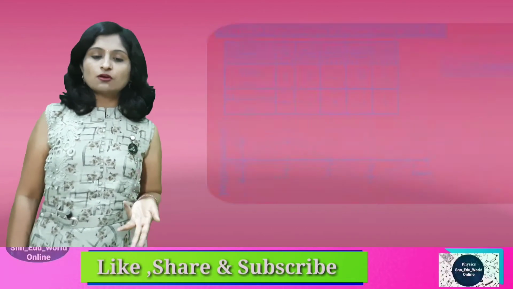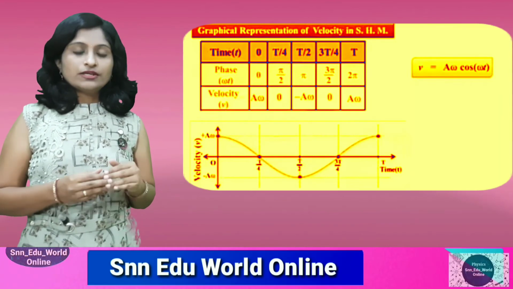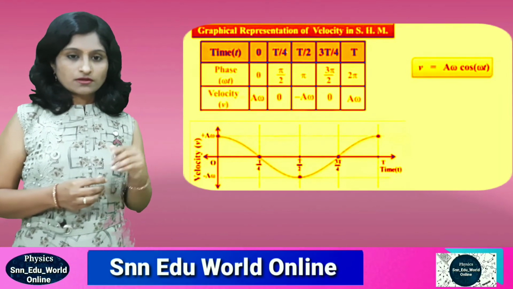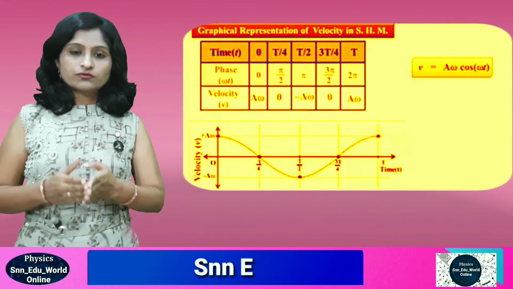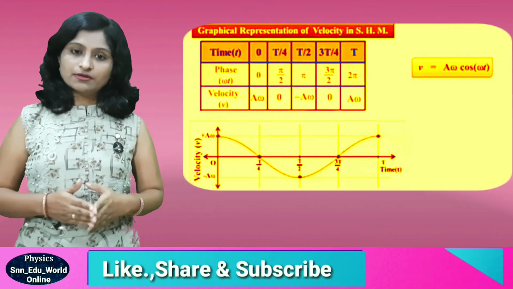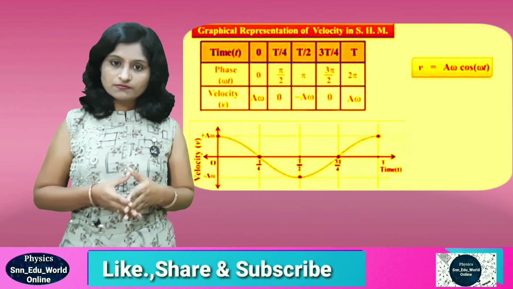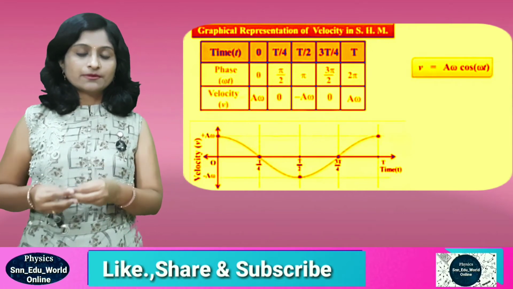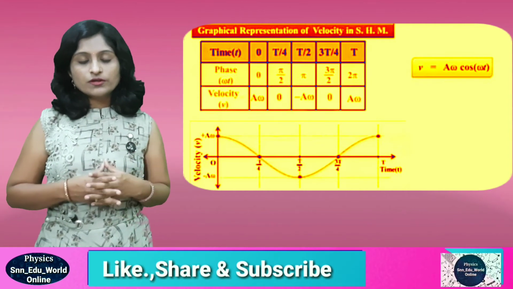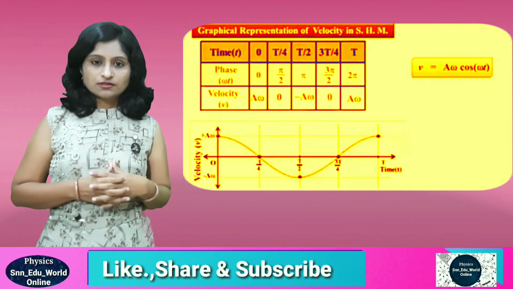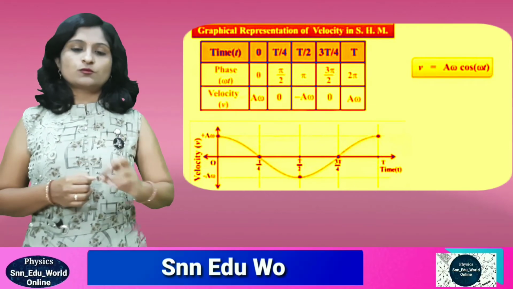Now similarly we draw for the velocity. Now for velocity we have to change the third row. First two rows remain the same: time t, it is 0, T/4, T/2, 3T/4 and the last is T. Omega t also, the phase also remains the same: 0, pi/2, pi, 3pi/2 and 2pi. Only in the third row here we have to find the velocity v from the equation. What is the equation for velocity? A omega cos omega t.